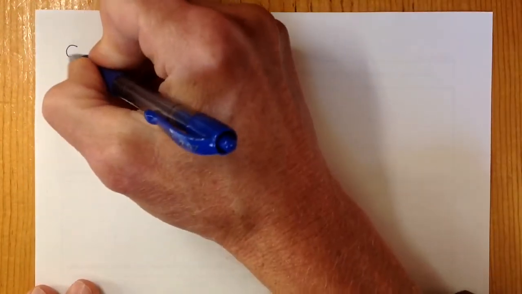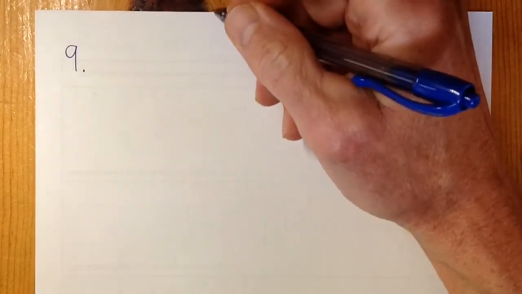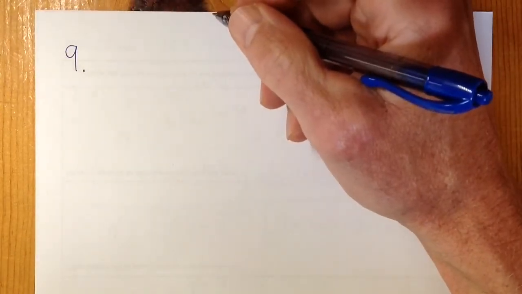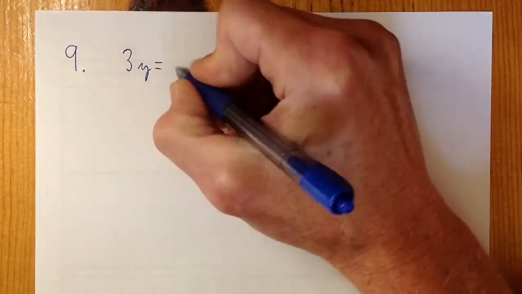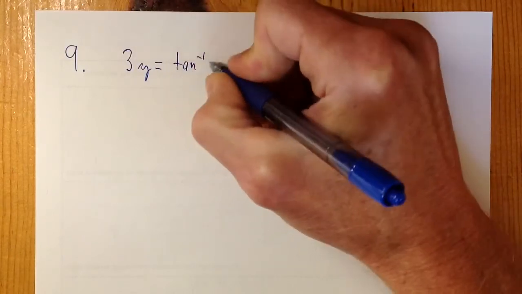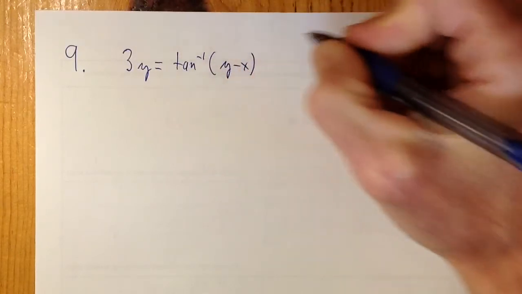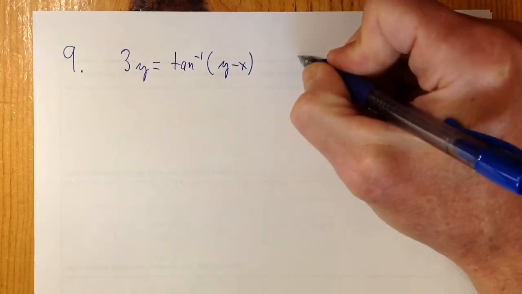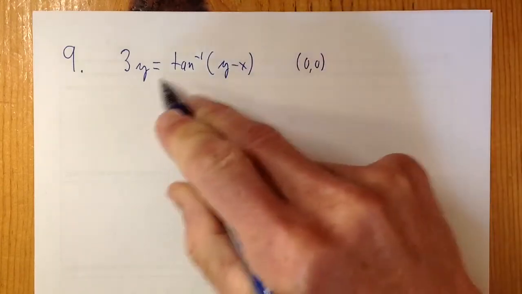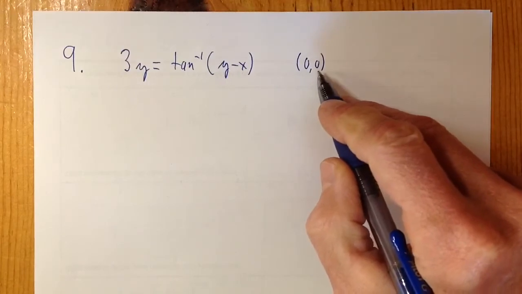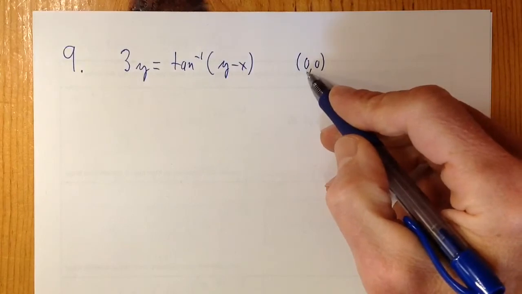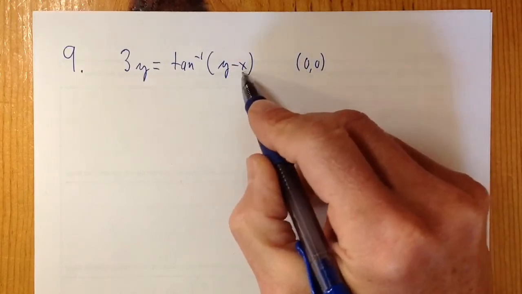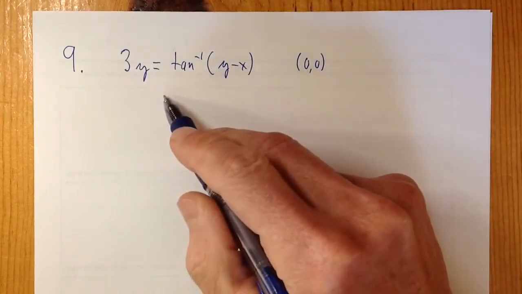Number 9 is one of the linear approximations ones. All the tests seem to have one of those, so there will be one on your test. And what they say is they have this function 3y equals tangent inverse of y minus x. And they want you to find a linear approximation at the point 0, 0 of this function. Okay, now all they had to really tell us was x equals 0. If x equals 0, then what is y? And we could figure that out.